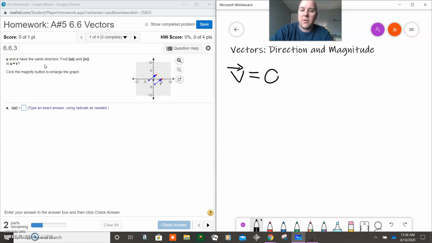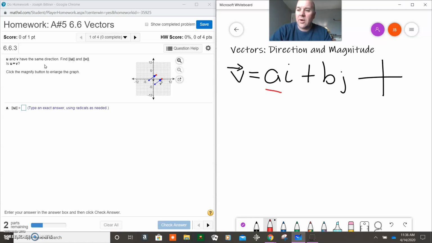And usually what we write this as is ai plus bj. And what that represents is the a component is just telling you how much is it moving left and right. So you can kind of think of this as like the x-axis. You shouldn't really call it that, but you can think of it that way. And the b is how much is it moving up and down, kind of like the y-axis. Again, it's not really called that, but you can kind of think of it that way.